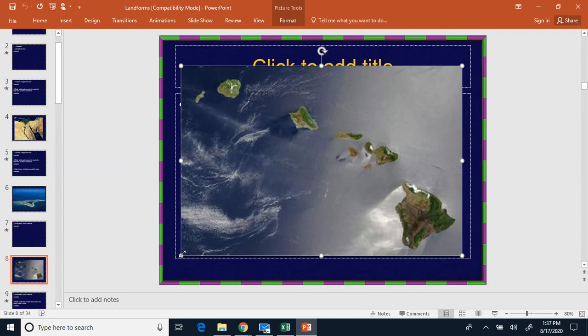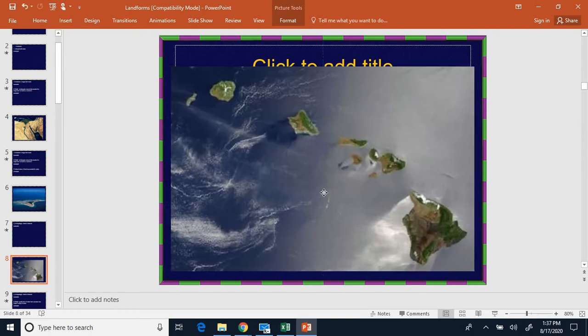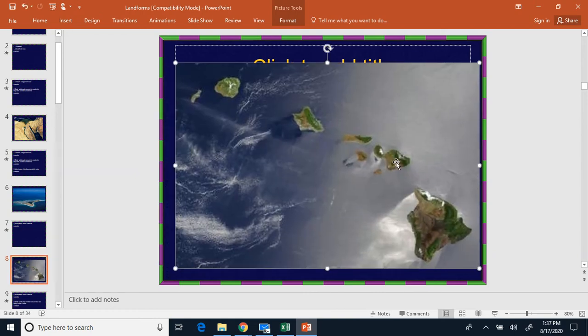There's a picture there that shows you Hawaii. So you see Hawaii is a chain of islands. There are a series of islands right next to each other.